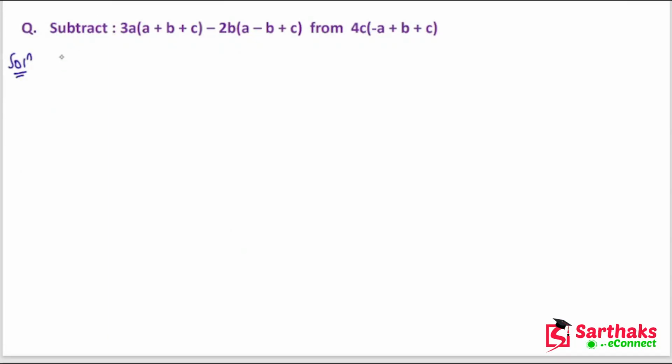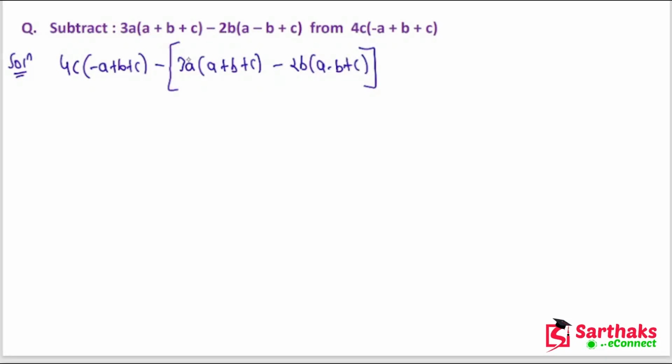So the question is saying from 4c minus a plus b plus c, you have to subtract something. What you have to subtract? This: 3a into a plus b plus c minus 2b into a minus b plus c. First of all, calculate it. Okay. Then you have to subtract. So since this is one complete particular expression, I have kept it in a big bracket, and you can do that. Always try to use brackets. They will save you a lot of time and a lot of trouble. You will not commit any mistake.